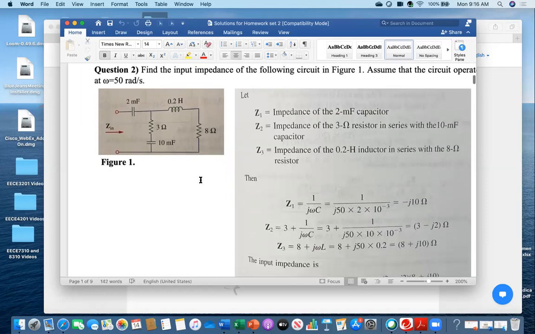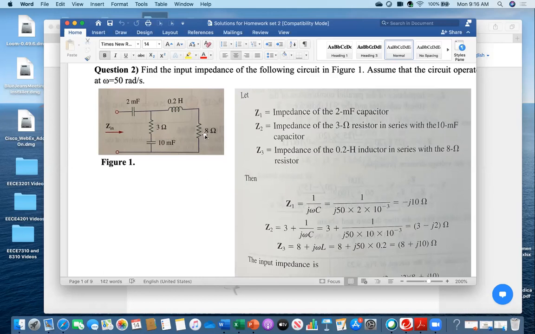Now Z2 is this branch. I mean, 3 ohm is in series with 10 millifarad. So Z2 is 3 plus 1 over j omega C. This term is for the capacitor, and then you convert 1 over j times 50, the omega value, and C value was 10 millifarad, so 10 multiplied by 10 to the power minus 3. Again, I am converting into farad. So finally this portion gave you minus j2. That's why 3 minus j2.